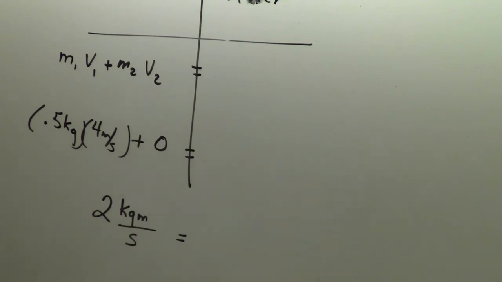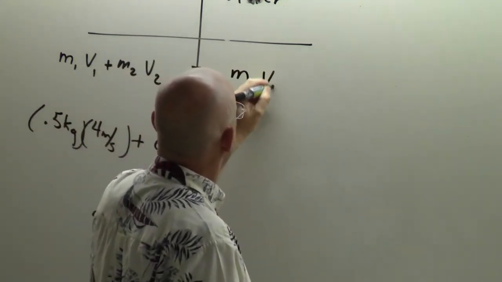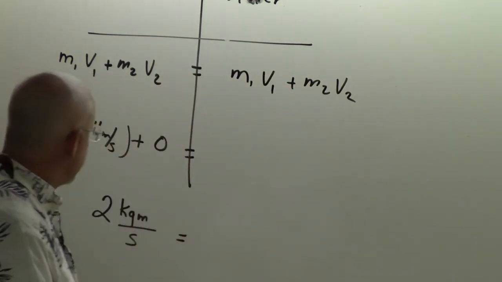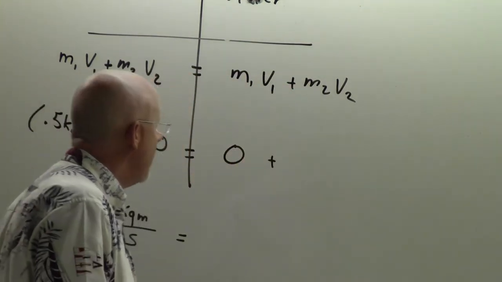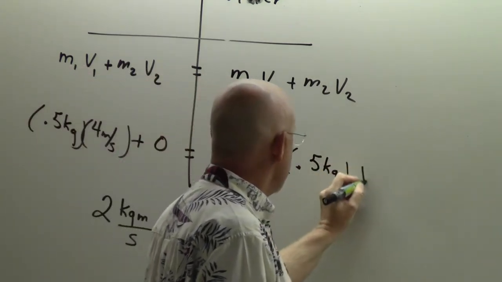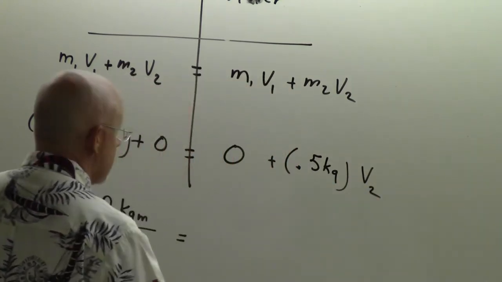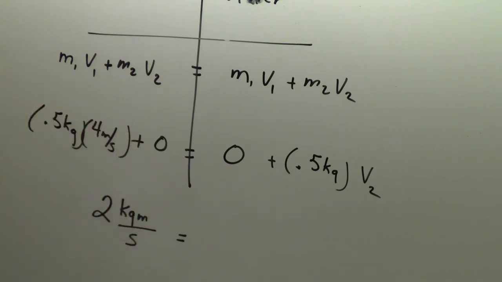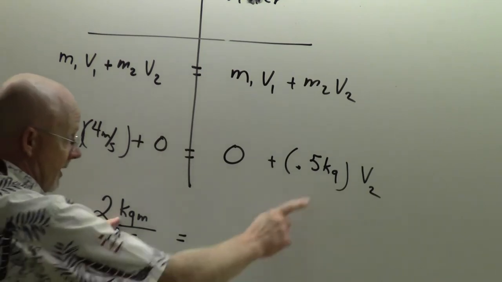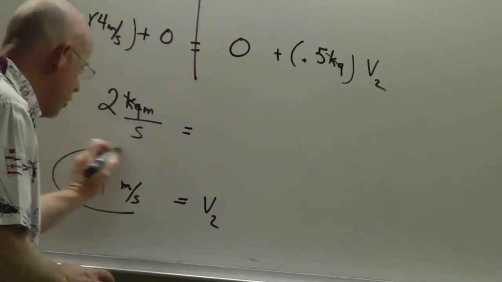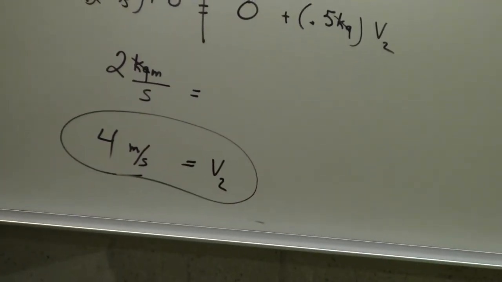And then we said, of course, after the collision it would still be M1 V1 plus M2 V2. What would be different is the first one came to a stop, so that would be a zero. And the second one still has a mass of half a kilogram, and we're looking for that V2. If we divide, we can solve here for V2. So 2 divided by a half is 4. The kilogram cancels with the kilogram, and we're left with meters per second. So nothing new here. This is exactly what we did for the momentum.